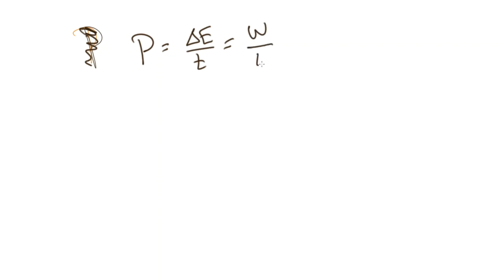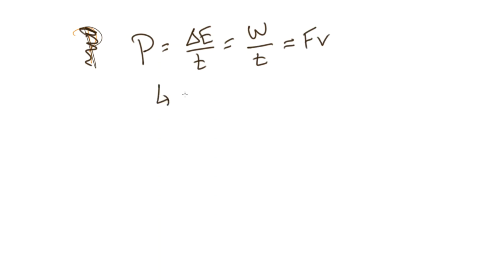Power is written as the change in energy over time. This can also be written, usually, as work over time. And we're going to do a little bit of derivation here in a second on why it also equals force times velocity.